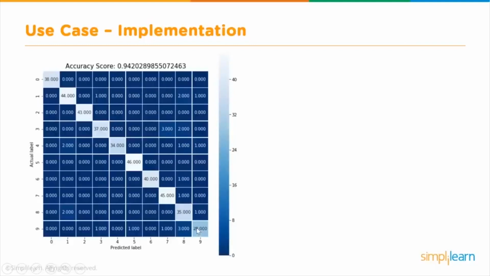So for an ideal model which has, let's say, 100% accuracy, everything will be only in the diagonal. There will be no numbers other than 0 in all other cells. So that is a 100% accurate model. That's the gist of how to use this confusion matrix.